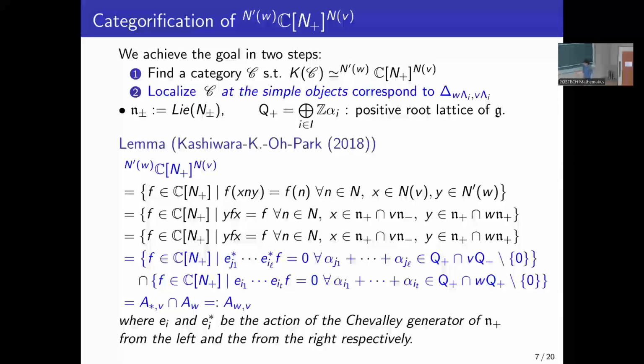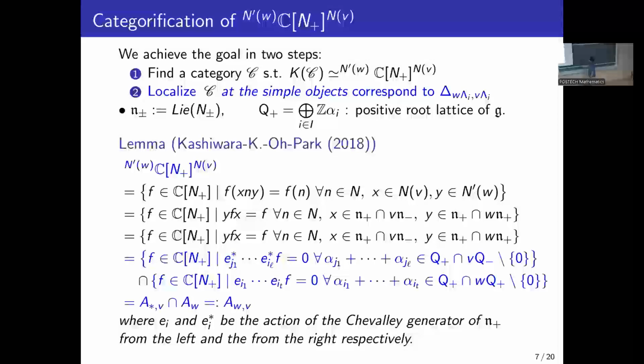So we will proceed in two steps. The first one: I want to introduce a category whose Grothendieck ring is the double invariant ring of the unipotent group. And then we want to localize this category to obtain the localization of the double invariant ring. Then we achieve our goal, right? That's what we want to do.